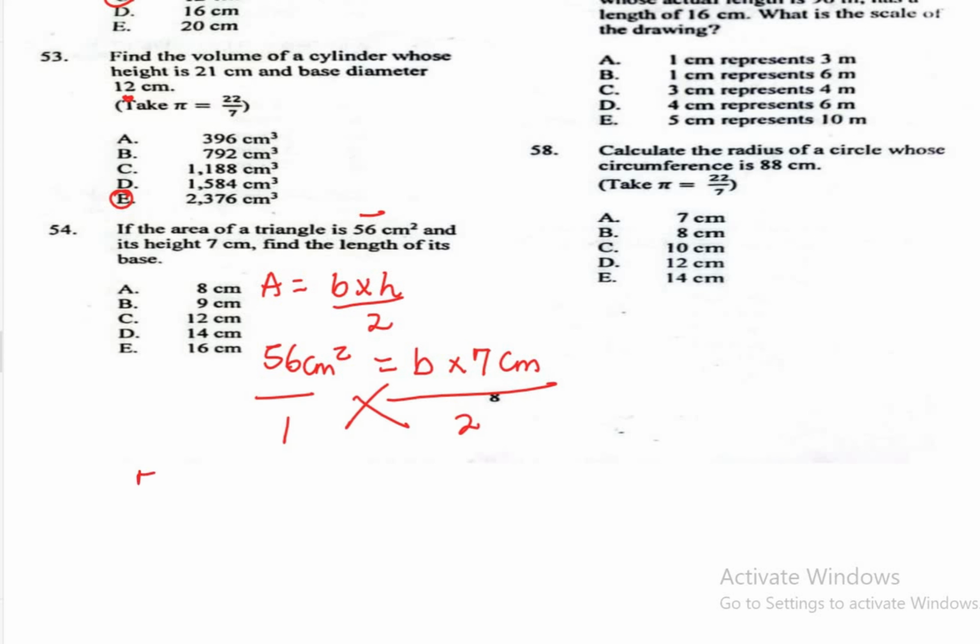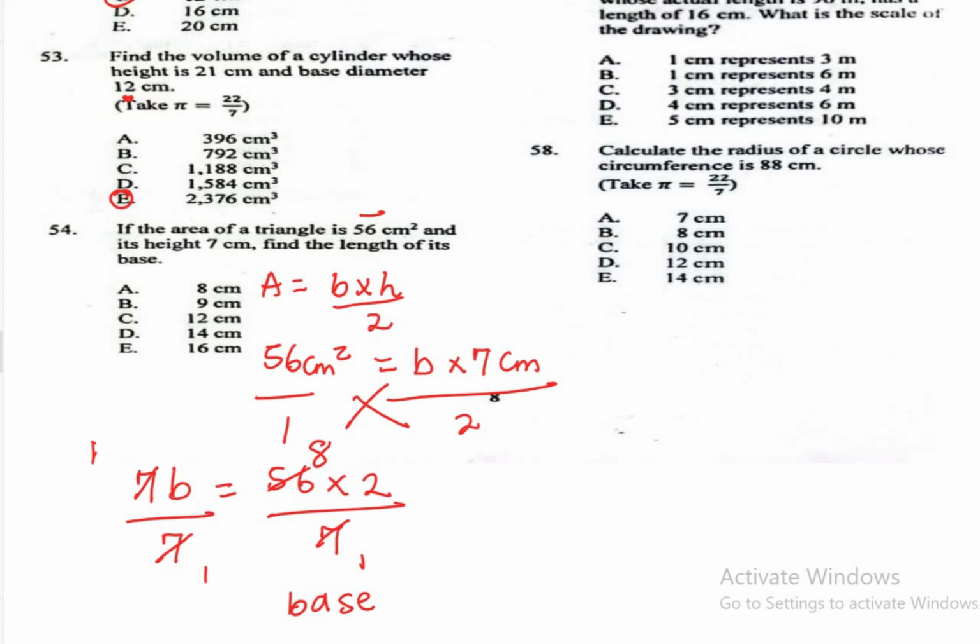Base times 7, that's 7b equal to 56 times 2. To get the value of the base, you divide both sides by 7. 7 into 7 is 1, and 7 into 56 is 8. So the base is simply 8 times 2, which is 16 centimeters. The right option is E.